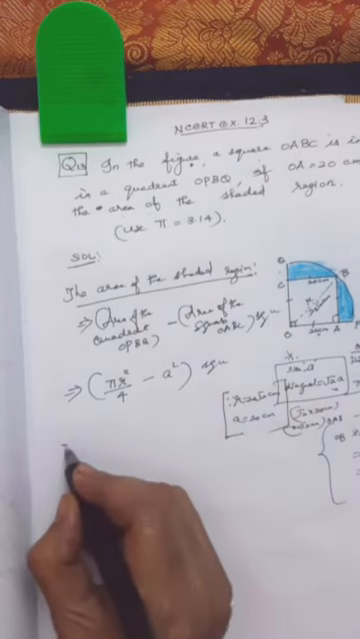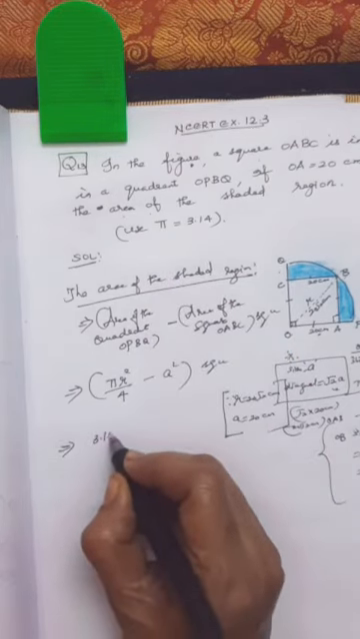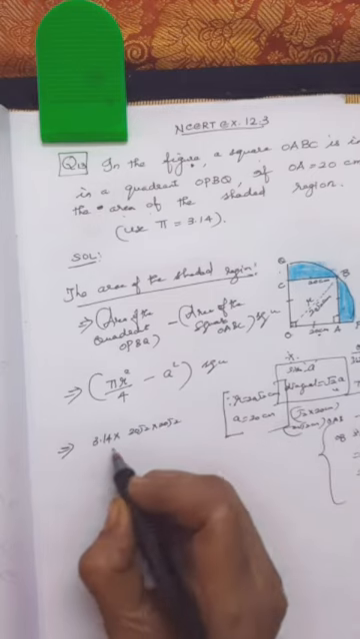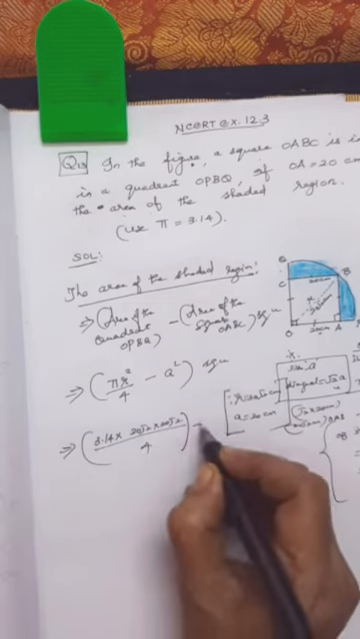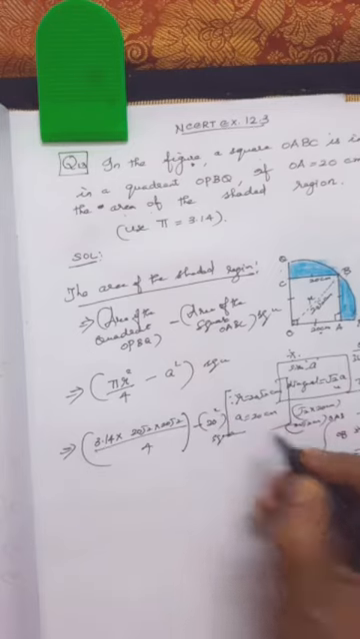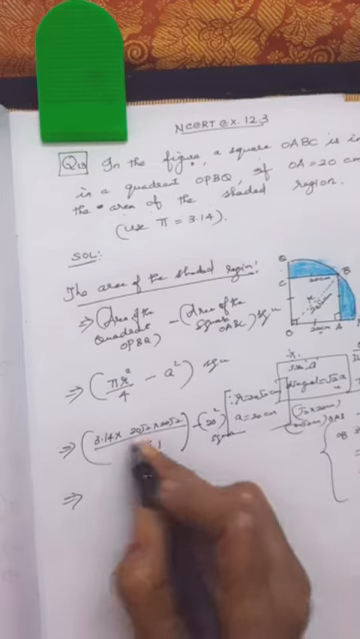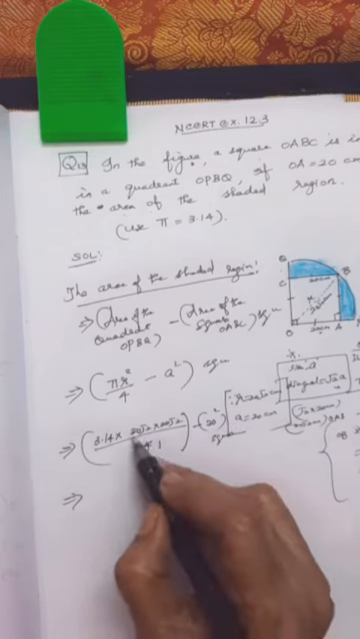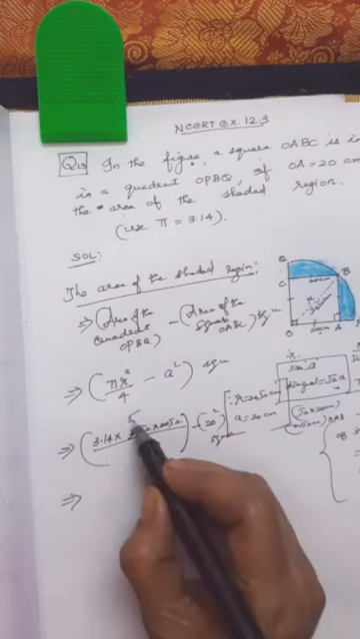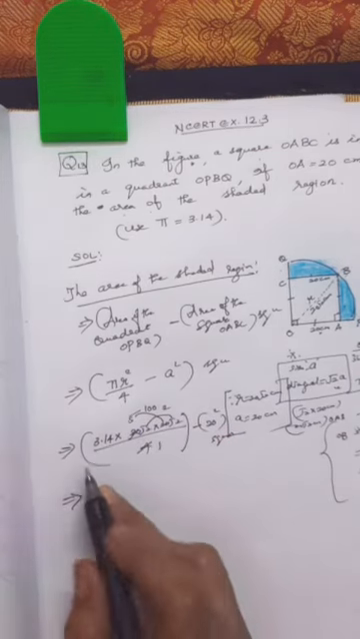Now we can substitute. Pi we have to make use of 3.14. So 3.14 into 20 root 2 whole squared by 4 minus here a squared is 20 squared square centimeter. Now 4 is a common factor for 20, so we can cancel. 4 ones are 4, 5 fours are 20, so 5 into 20 is 100. Root 2 into root 2 is 2.